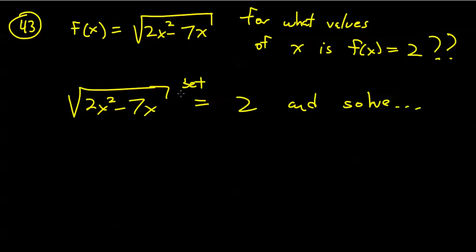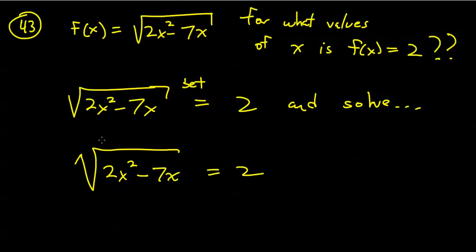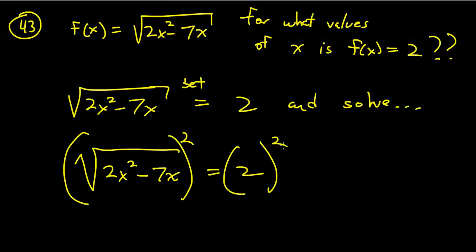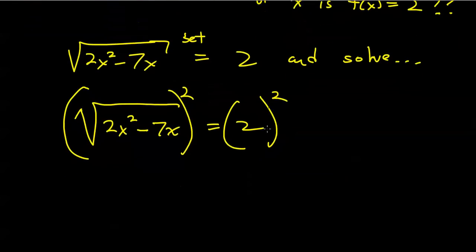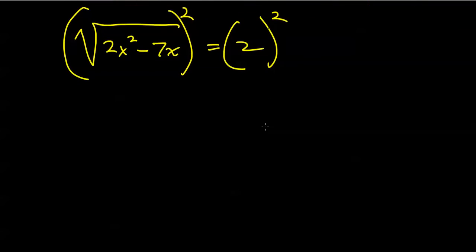Let me rewrite this. I'll start out with the square root of 2x squared minus 7x equals 2. Clearly I'm going to want to get rid of this root sign on the left, so I'll square both sides. I know the square root of something squared is something. So I can simplify that left-hand side to 2x squared minus 7x, and on the right, 2 squared equals 4.